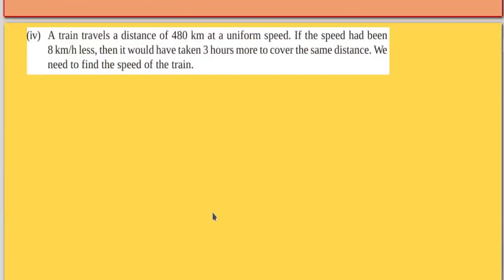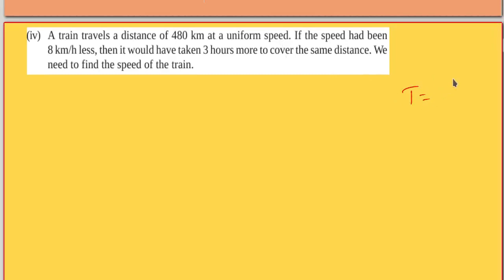Next question. A train travels a distance of 480 km at a uniform speed. What is the relationship between speed, time and distance? Time is distance by speed. This is the formula, no? So the train travels a distance of 480 km at a uniform speed. How much the speed is, is not given. The distance is 480 km.